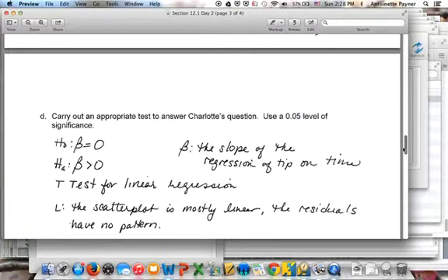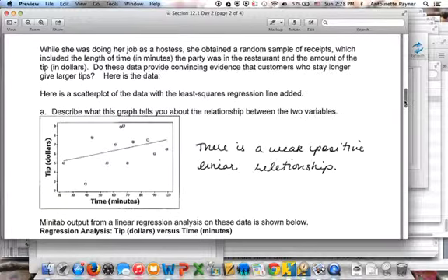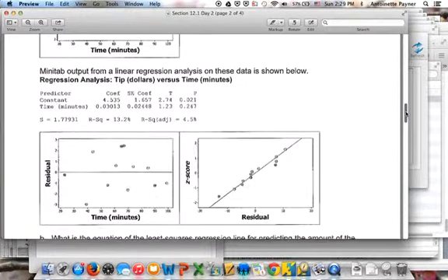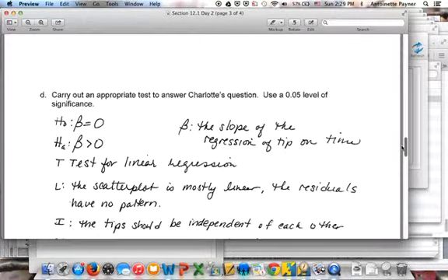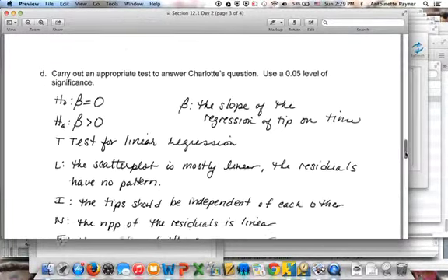Alright, to carry out the test, her question is, is there evidence that customers who stay longer give larger tips? So that means as the time is increasing, the tips are increasing. So I'm looking for a positive relationship. So I'm testing, is the slope greater than 0? Is beta greater than 0? You're going to write out in words what it is, just like we did before. We're doing a t-test for linear regression.